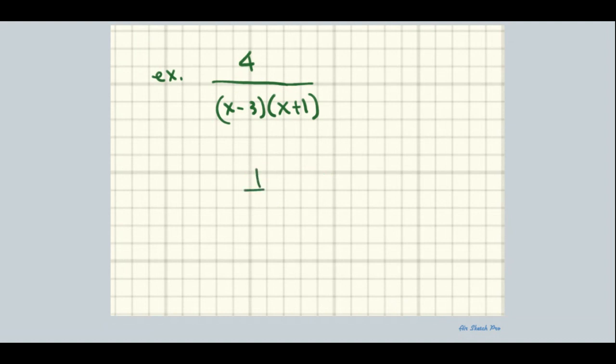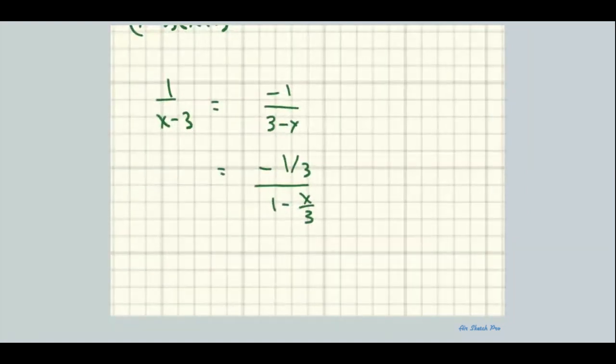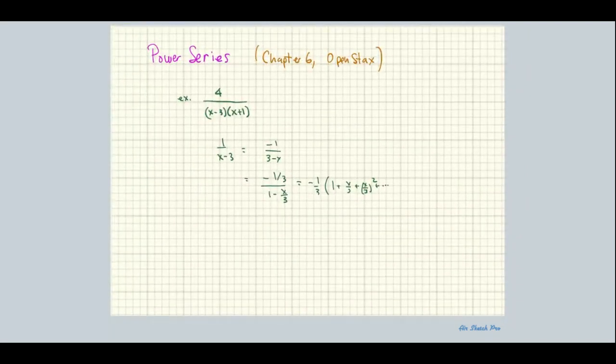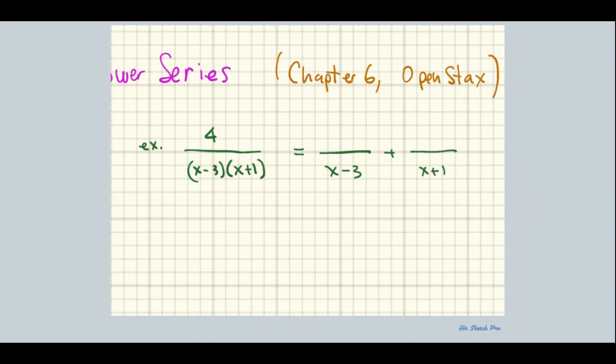And any of these, like 1 over x minus 3, you can write that as negative 1 over 3 minus x, yeah? And you can write that as negative 1 third over 1 minus x over 3. And that is negative 1 third times 1 plus x over 3 plus x over 3 squared plus dot, dot, dot. That's the idea that we're going to be using here. But before we can do that, we need to bust this up into its partial fractions. And that's the trick we're going to use here. We're going to decompose it into its partial fractions.